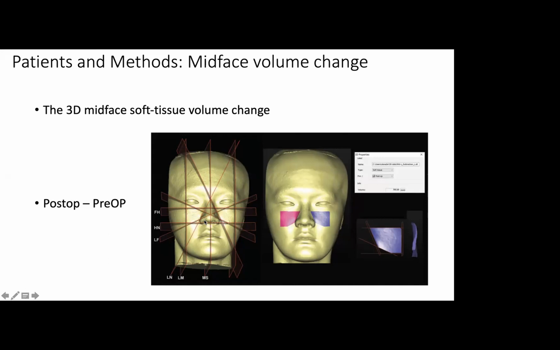The bone-derived planes include the Frankfurt plane, mid-sagittal plane, and the lephoromaxillar plane, and the soft tissue-derived planes include the lateral mid-face plane, lateral nasal plane, and also the horizontal nasal plane. The three-dimensional mid-face volume change, shown in the pink and purple area here, was calculated as the postoperative result minus the preoperative result in soft tissue 3D imaging.